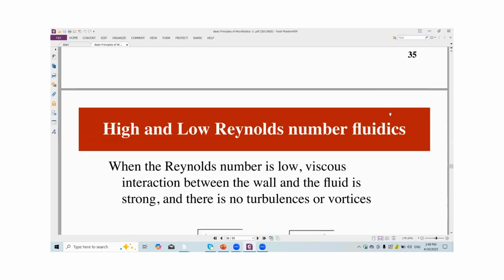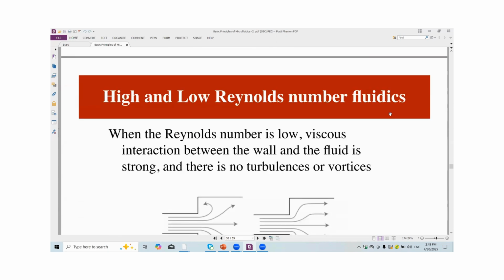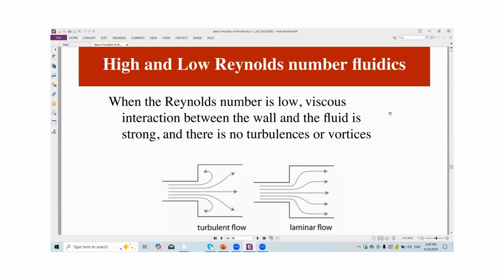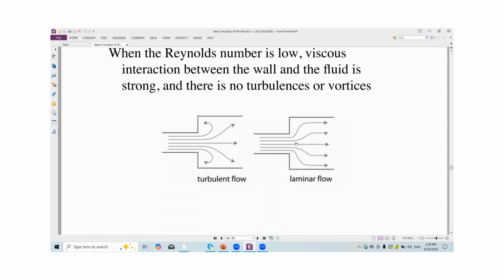So high and low Reynolds numbers split. When the Reynolds number is low, the viscous interaction between the wall and fluid is strong, and there will be no turbulence or vortices. You can see for the laminar case, the fluid just comes in and passes straight through the outlet. But in the turbulent case, the fluid comes in and makes a backflow like this. It makes some vortices, some rotation in the flow.